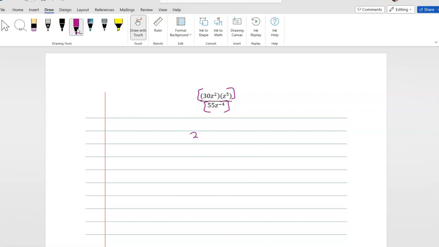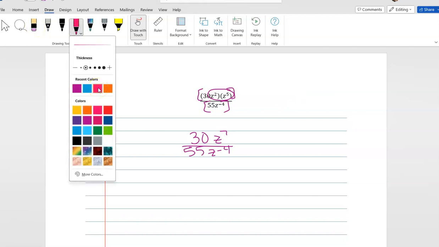So when I look at this top, this is going to be 30 z to the 7th over 55 z to the negative 4th. Now, the reason I did that is this is the product rule, right? We have two different bases, so we add the exponents. If it was something like this, 2 to the 5th, one base and two exponents, then I would multiply. But that's not what I had. Instead, I had two bases, so I add.